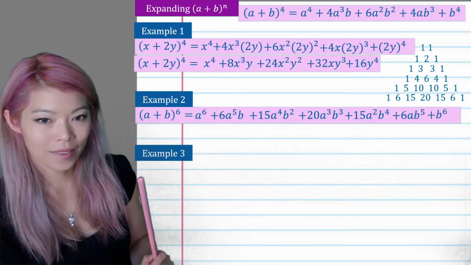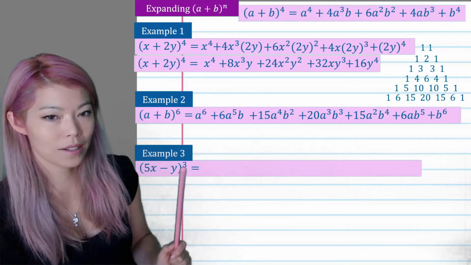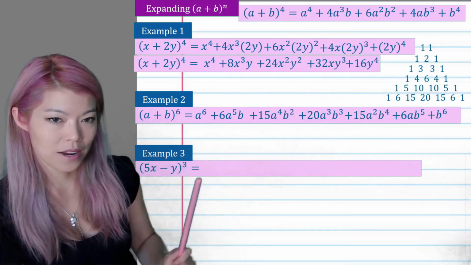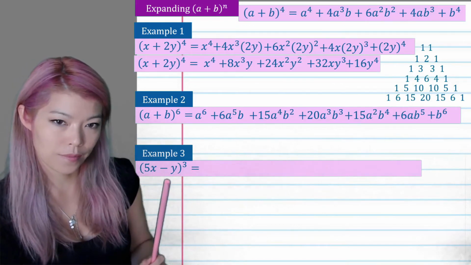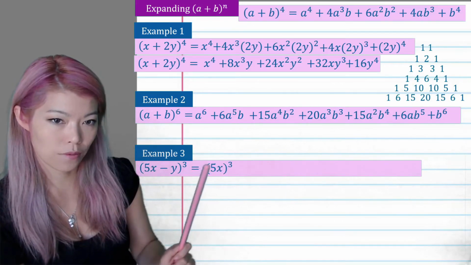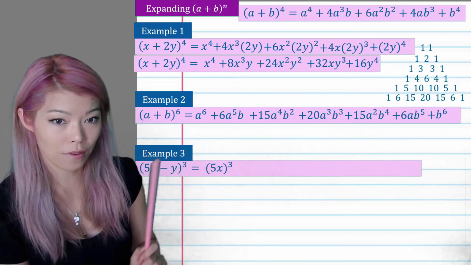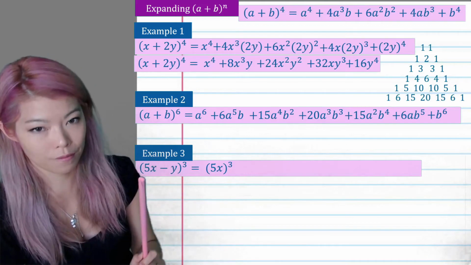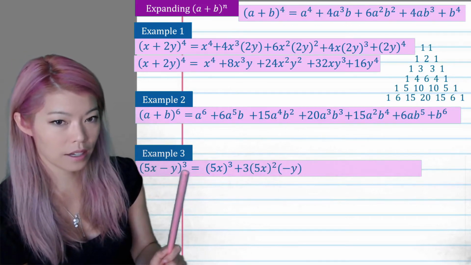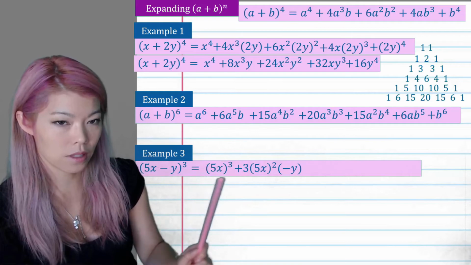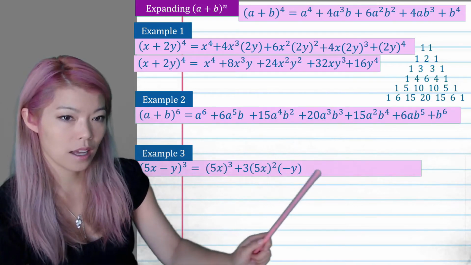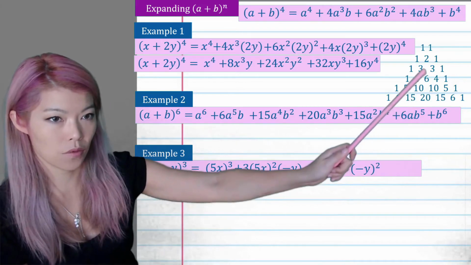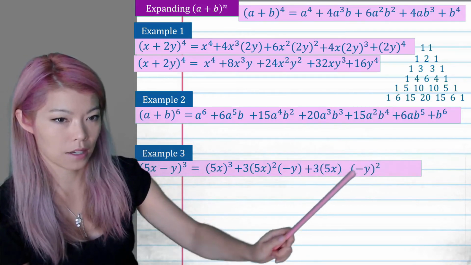Example 3, 5x minus y cubed. So for cube we have 1, 3, 3, 1. Try and figure out where the numbers go. So 1, 5x cubed, don't forget to use brackets so you don't forget to cube the 5. The next term is 3 times 5x squared times minus y. Remember the a, or the first term, is cubed and then it's squared, and the next bit it will be to the power of 1, like that. And then don't forget the 3 and then minus y squared.